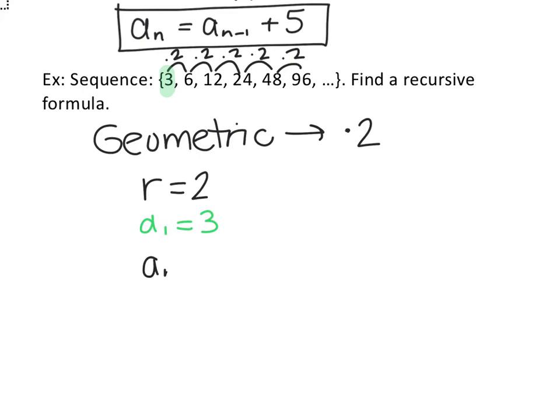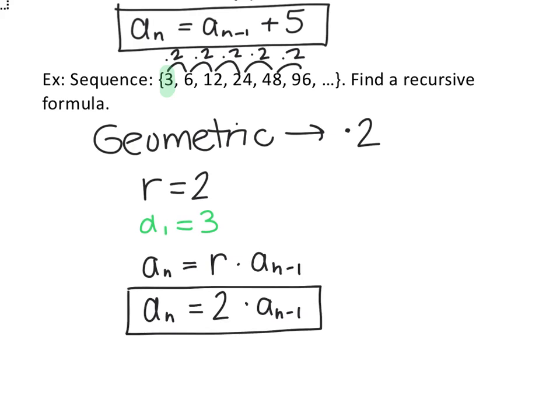Our formula is a sub n, and n just represents any number that could be. So if we wanted to find the 50th number in this sequence, it would be a pain to have to count up and multiply by 2 every time to get up to the 50th number. But instead, we could use this formula to just plug it in and find out what that 50th number is. So a sub n is equal to r times a sub n minus 1. In our case, we know our r is 2, and we would multiply the 2 by whatever the previous number is. So our final answer, that's our formula, and our a sub 1 is 3.